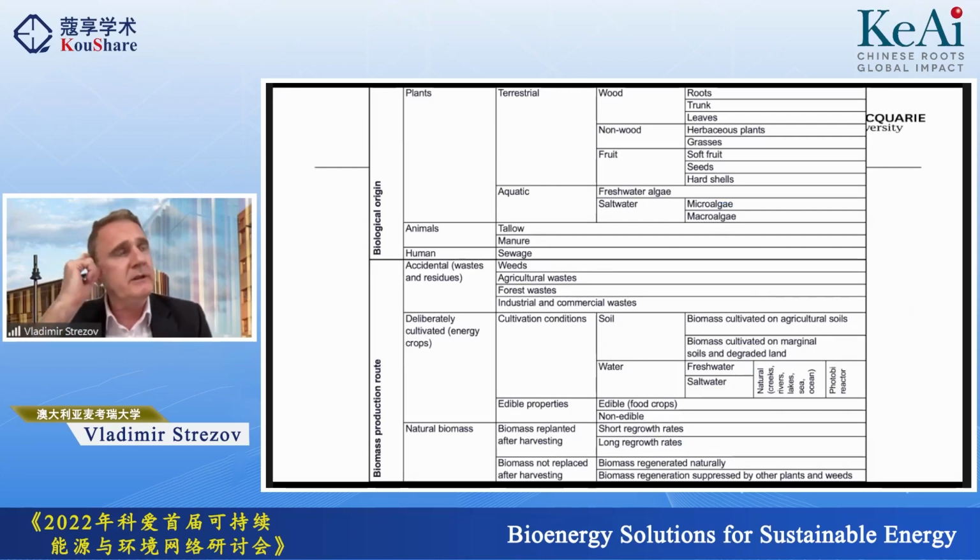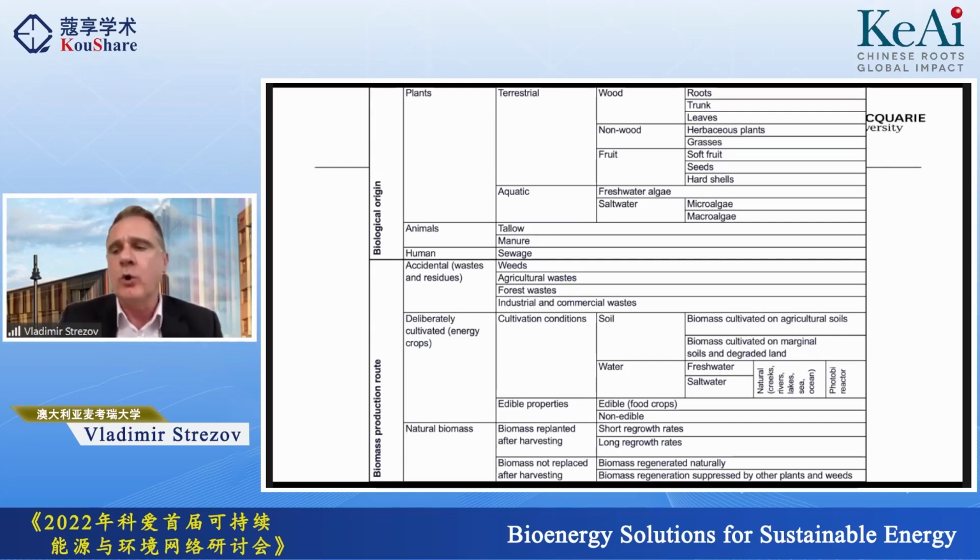So first is, how do we divide biomass? So this is a busy table, but the way what we propose is to have a two-dimensional look at how we present what is biomass. So the first dimension is the biological origin, and this is what you would find typically in the literature, is what is biomass, whether it's derived from plants, animals, or even we humans produce biomass through the wastewater and sewage treatment process. But then the plants, whether they are terrestrial, whether they are aquatic, and then if they are aquatic, whether they're freshwater, saltwater, and the animals we have mainly in the form of tallow and manure. So that's what has been presented in the literature.